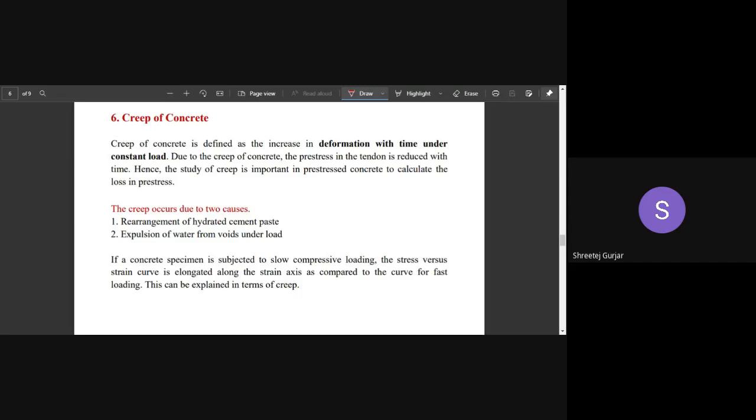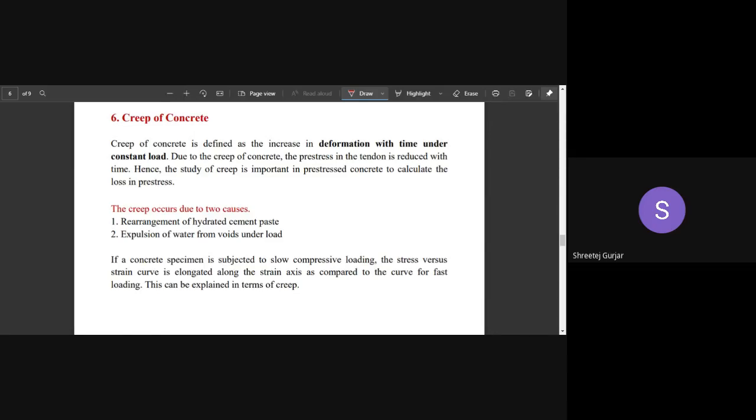Okay. So creep occurs due to two causes. Creep occurs because of these two major causes. First, the rearrangement of hydrated cement paste. We know that when we add water to cement, there is this hydration reaction which takes place, and the product which is formed is hydrated cement paste. So what occurs is the rearrangement of this hydrated cement paste, and that causes creep. Okay, and the second reason is expulsion of water from voids under load.